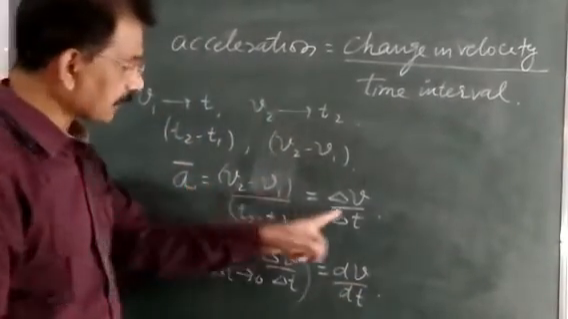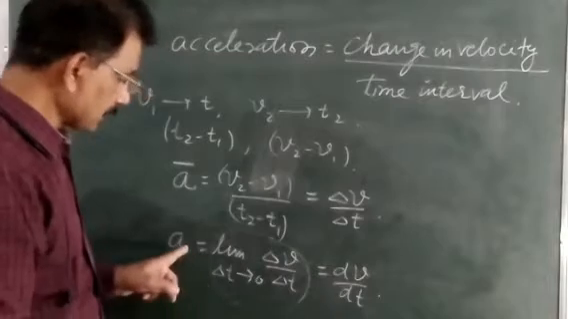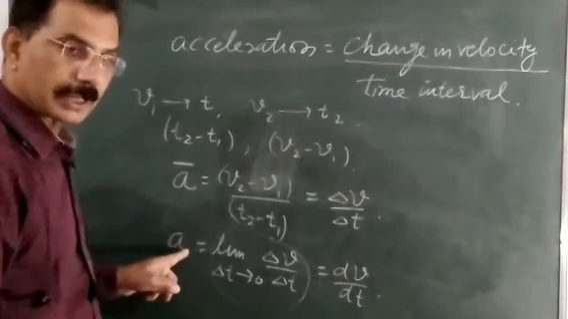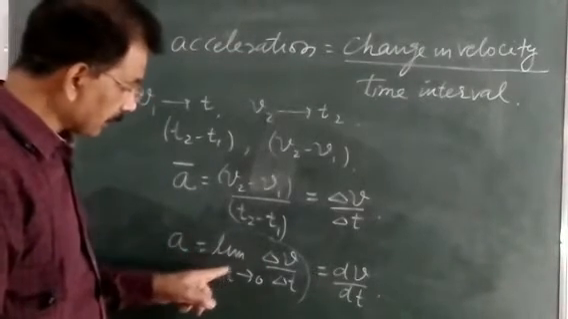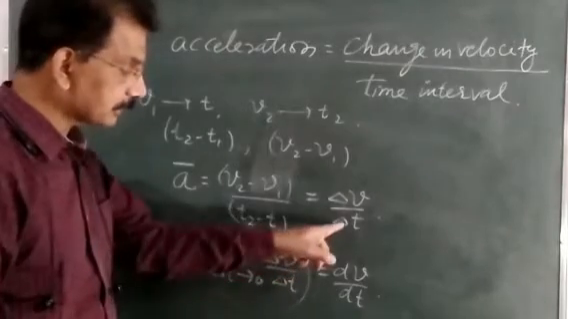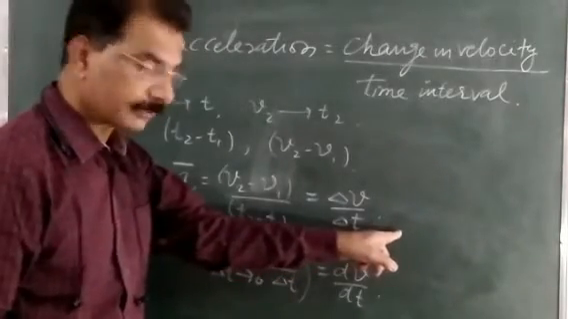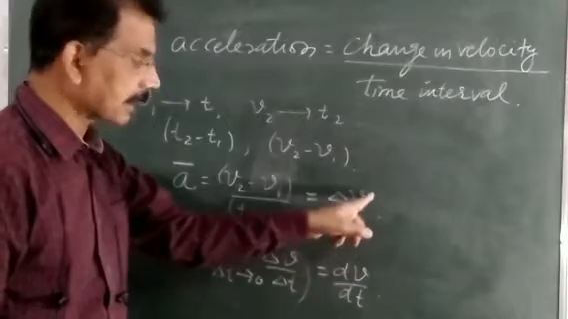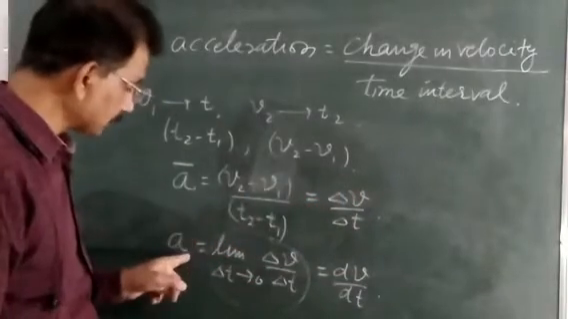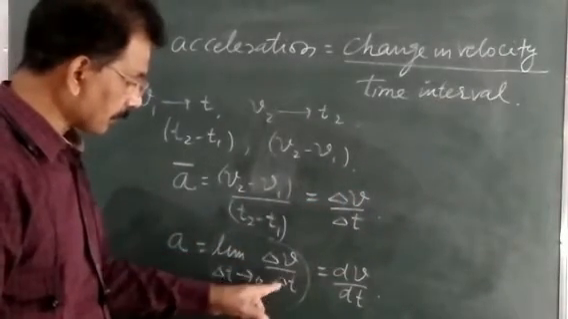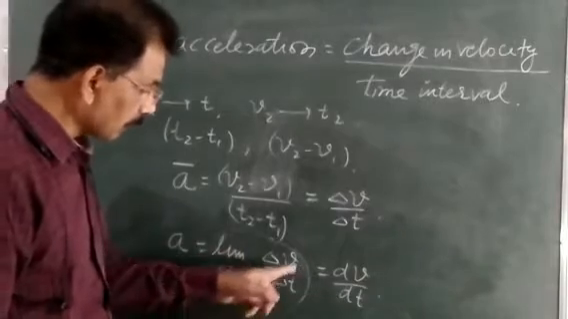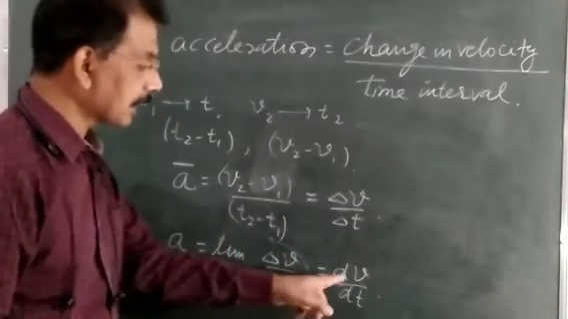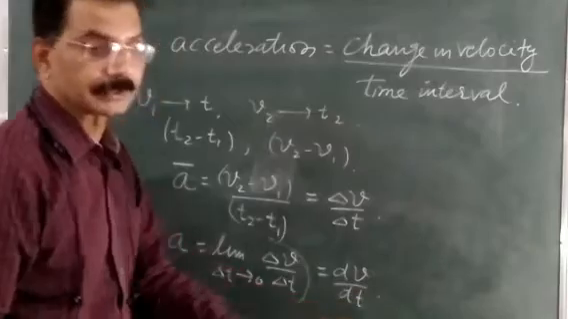So this one is the average acceleration, delta v upon delta t, and this one is the instantaneous acceleration a, equal to the limit as delta t tends to 0. As I said, when we take delta t very small, this whole term gives the instantaneous acceleration. Delta v upon delta t, limit delta t tends to 0, is also written as dv upon dt.